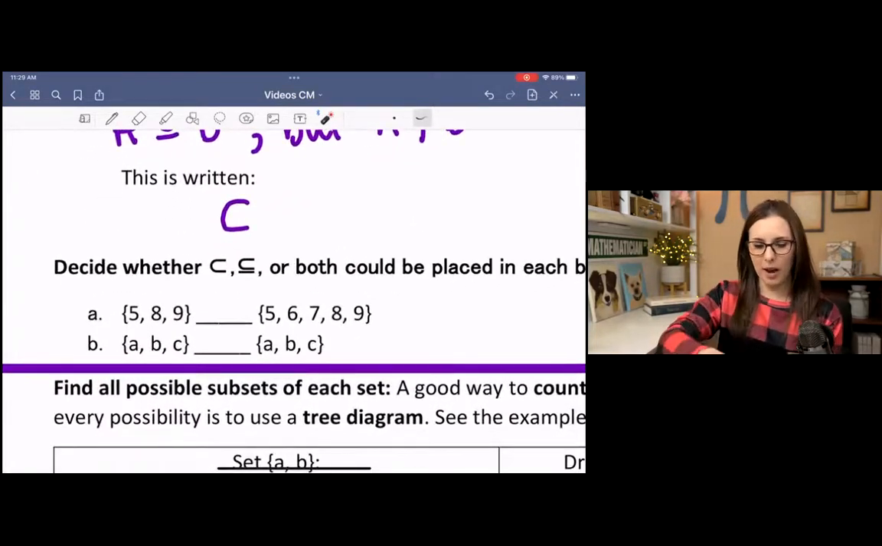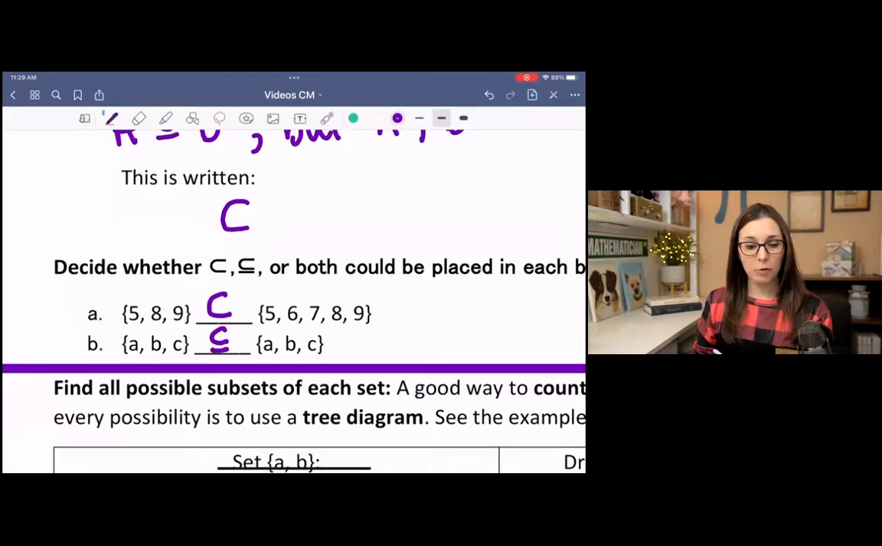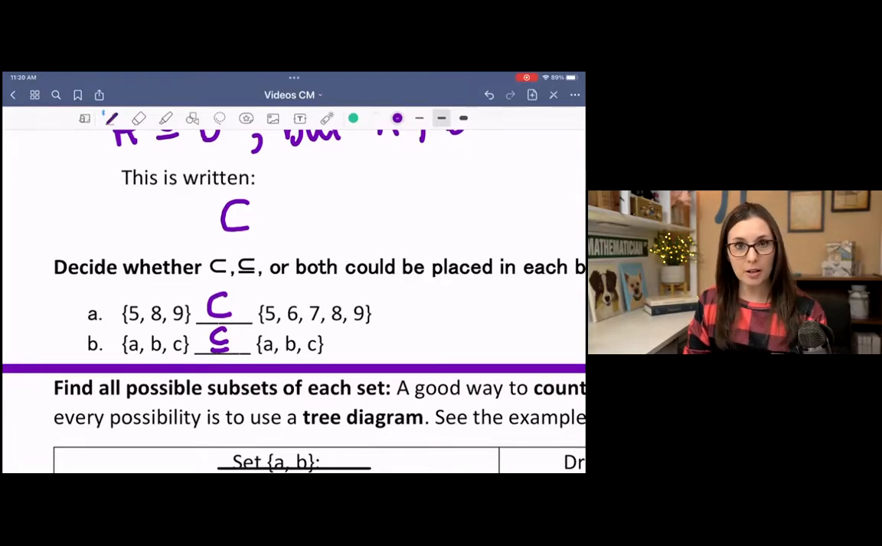Pause it, try it, come back. Should have one of each. We have A is a proper subset because the first set is a subset of the second, but they are not equal. And then in part B, it is just a subset, not a proper subset, because it is a subset and they're equal.